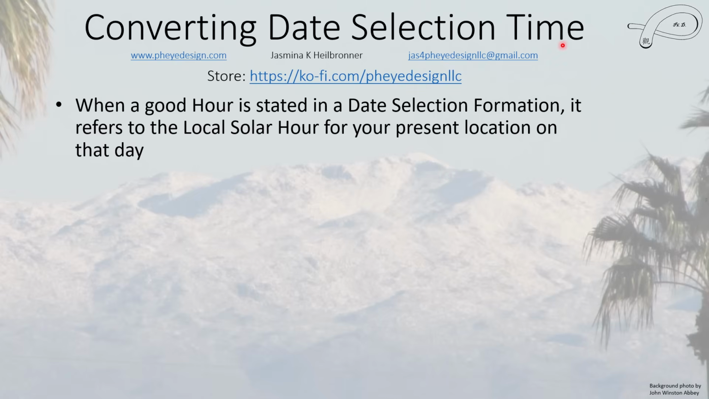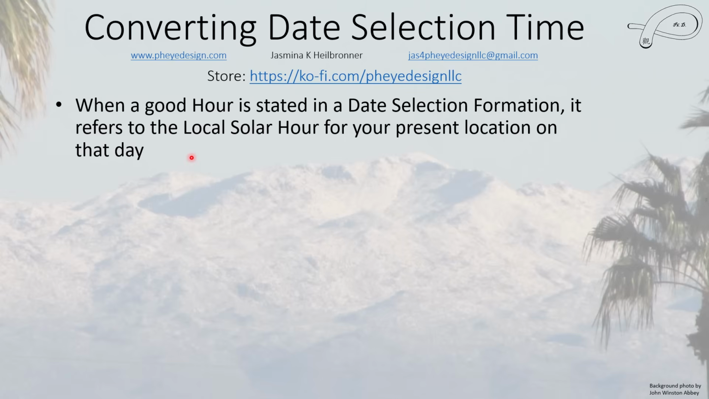In this video I am going to talk about converting a date selection time, which is a solar time, to your local clock time. This is the opposite of what you do for your birth time, because your birth time is given in clock time. So we're just doing the backwards thing, and it's basically very similar. You just flip whether you're adding or subtracting.